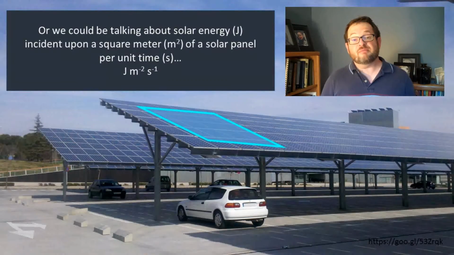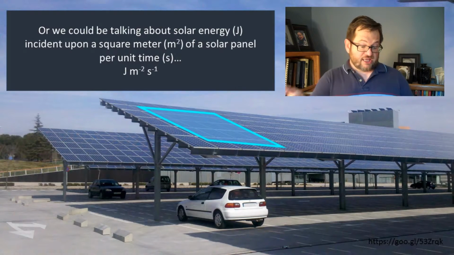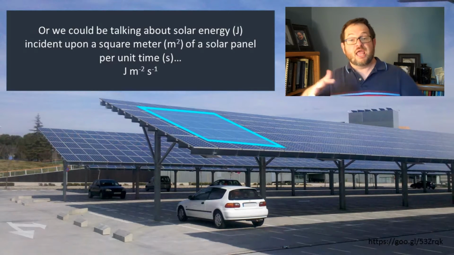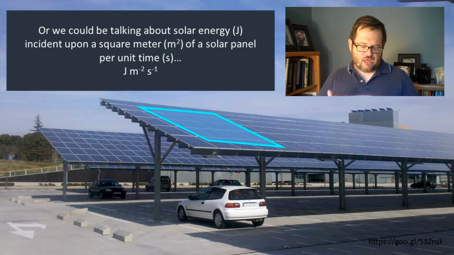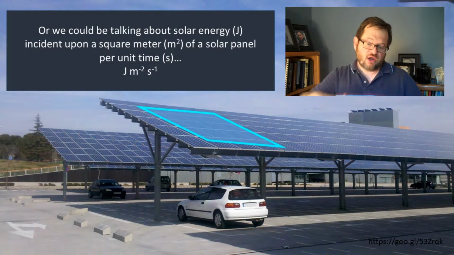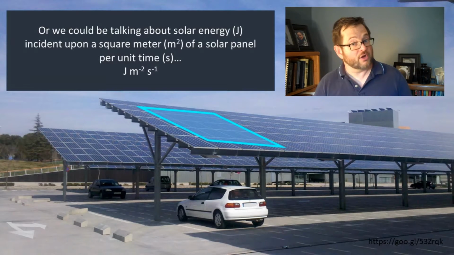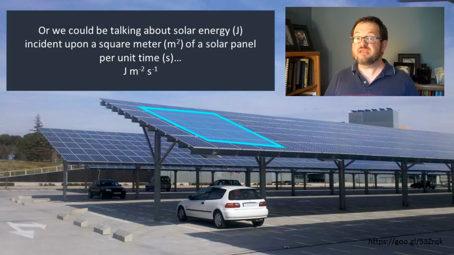Or we could talk, for example, about a flux of solar energy on a solar panel or something like that. Here we could talk about solar energy in terms of joules that are incident upon a square meter of a solar panel per second. How many joules of energy per second are landing on 1 square meter? Again, we'd have units of joules per square meter per second. It looks like a flux to me.